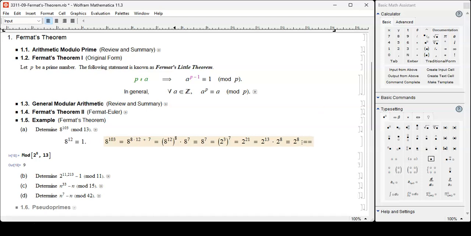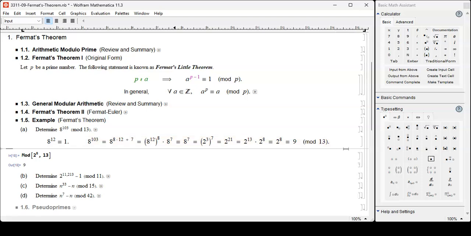Okay, alright. Let's see. That's what I'm getting. The answer is 9. Is everything okay? Oh, excuse me. What am I doing? Not 13th power, 12th power. So this is 9th power. So 9th power.